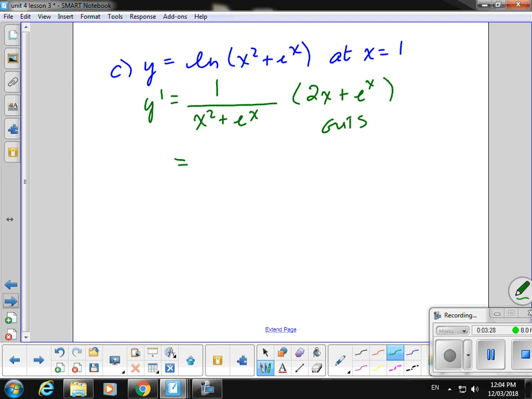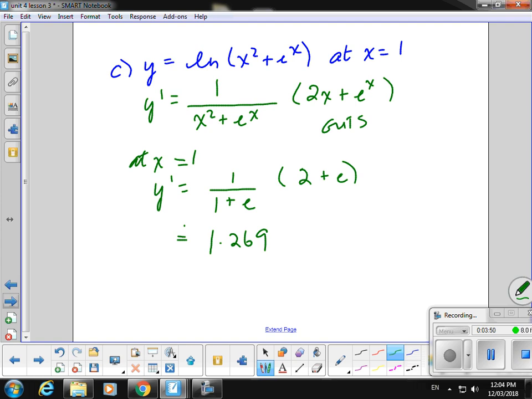Okay, at x equals 1, my slope of the tangent would be 1 over 1 plus e times 2 plus e. So 2 plus e over 1 plus e is approximately 1.269. You might want to check that.